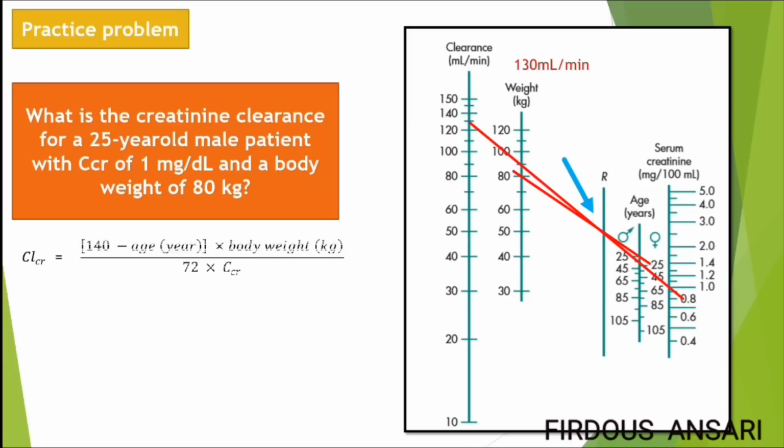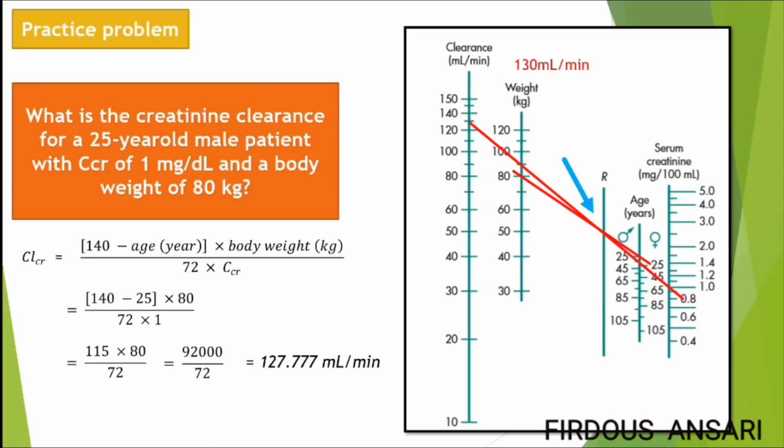We'll just cross-check with the help of the Cockcroft and Gault equation. We insert all the variables present, age, body weight and serum creatinine, and we found the value nearly 127.77 ml per minute, which is almost similar to the answer we found from the nomograms.